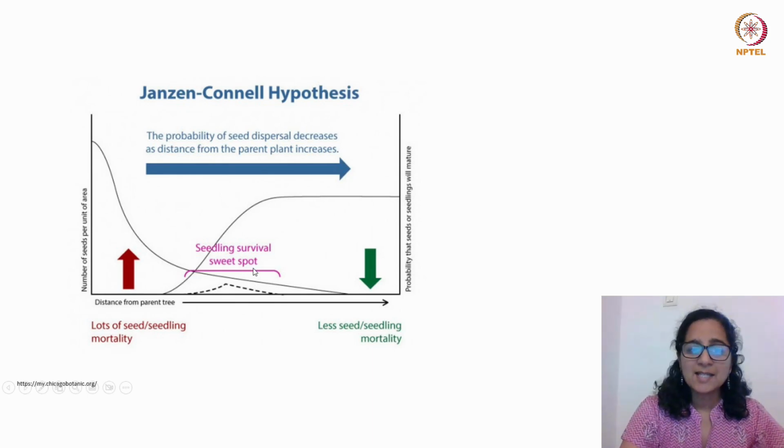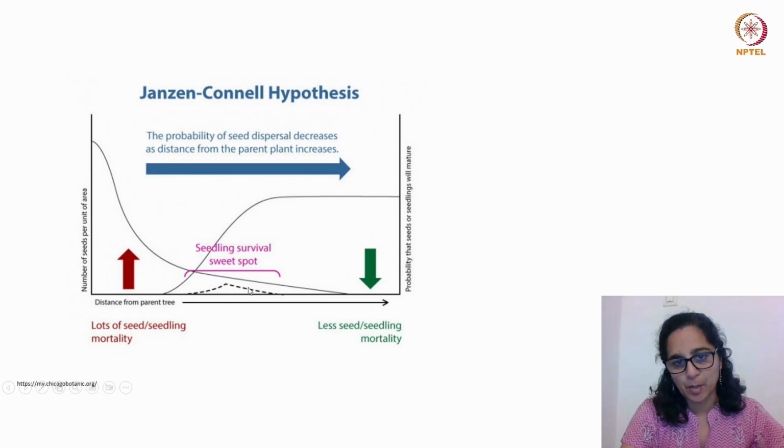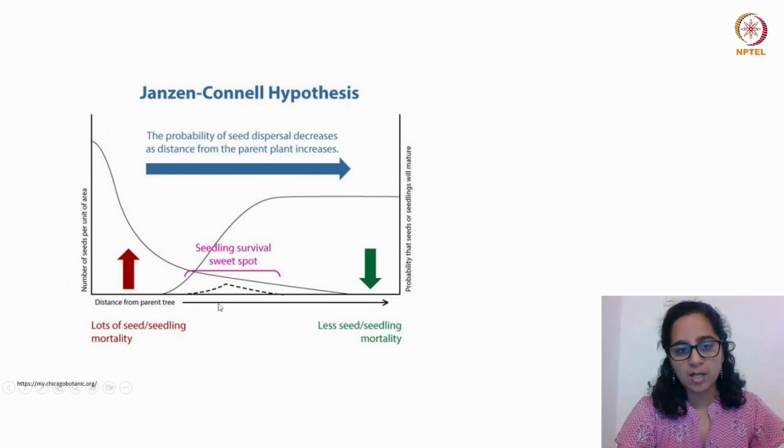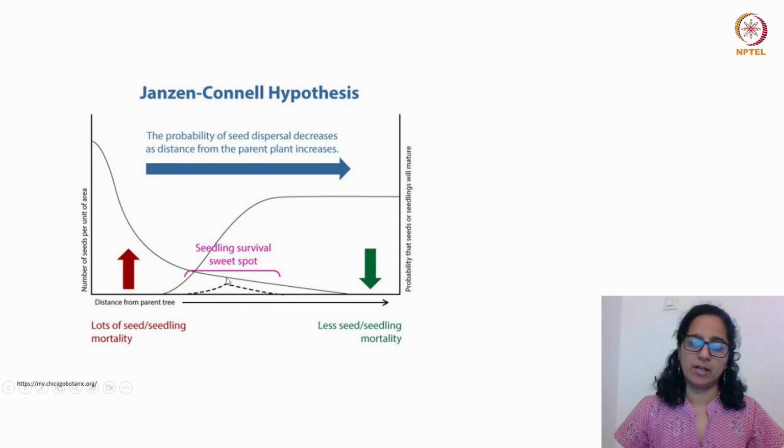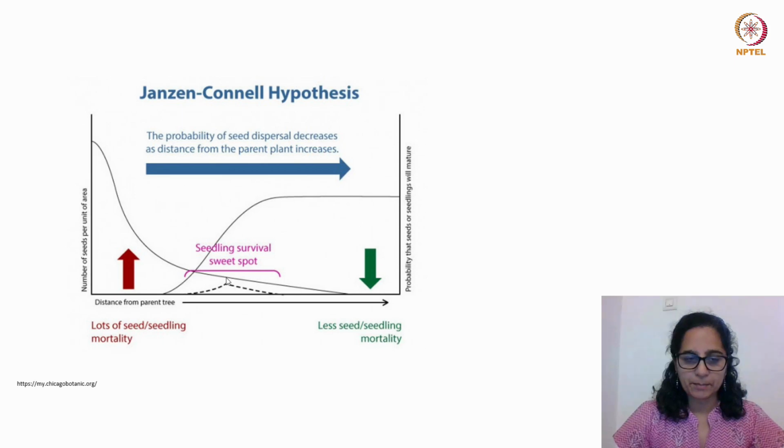So there is a seedling survival sweet spot, which is where these two lines cross. This area is optimal for seed survival, where it can germinate and become a mature plant. Okay, so this is what these two scientists proposed. And why is it that seeds can't survive under their own mother tree? Can you think about some reasons?